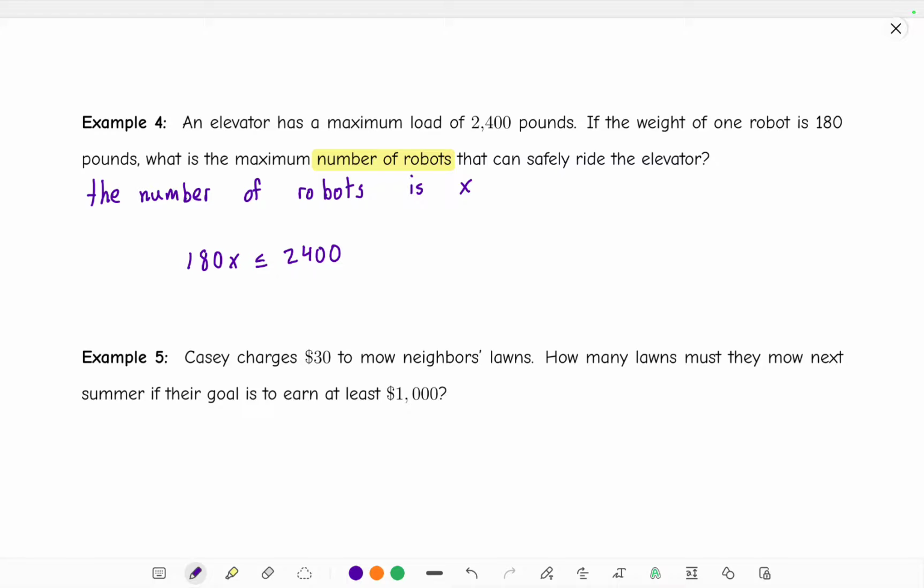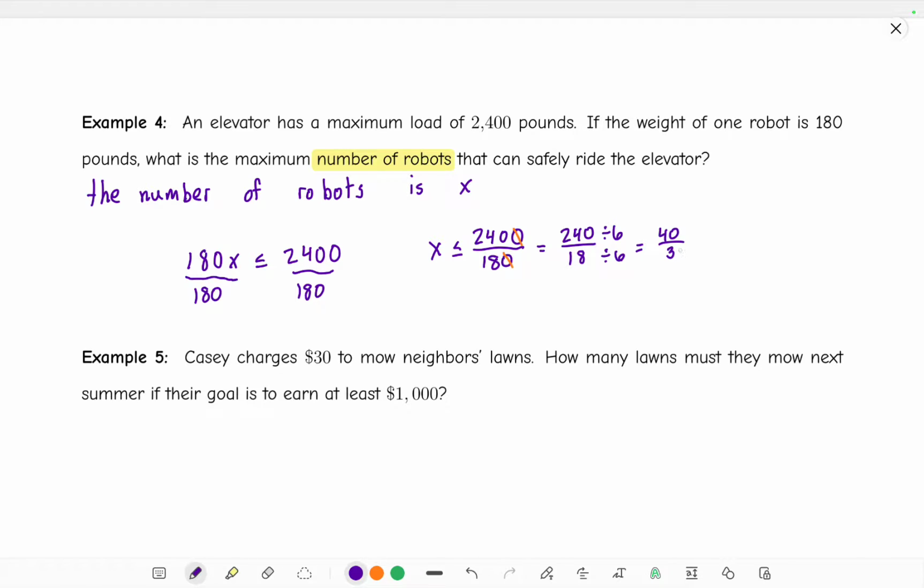Now we can go through and solve for X. So we divide by 180. So X is less than or equal to 2,400 divided by 180. Now here we can reduce. For example, I can cancel a 0 out. So we get that this is equal to 240 divided by 180. Well, I know 6 goes into 24 and 6 goes into 18, so I'm going to divide the top and bottom both by 6. We get 40 over 3.